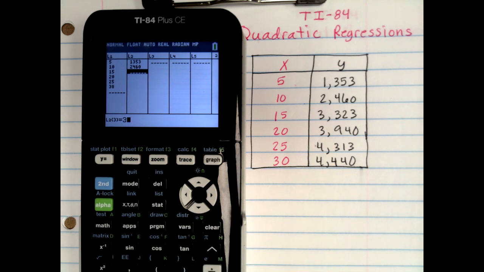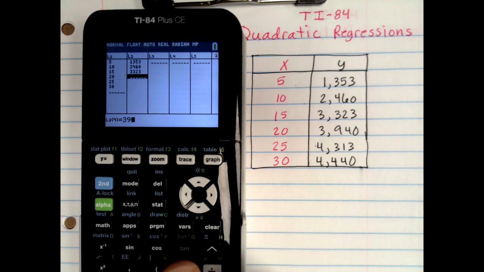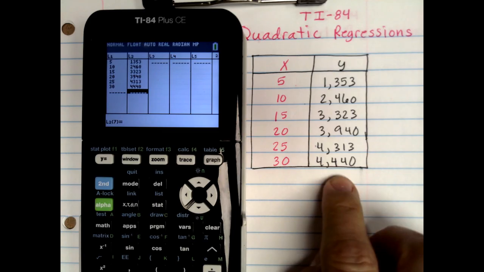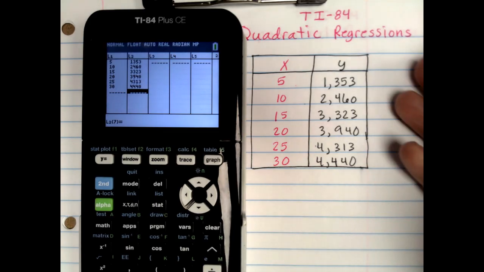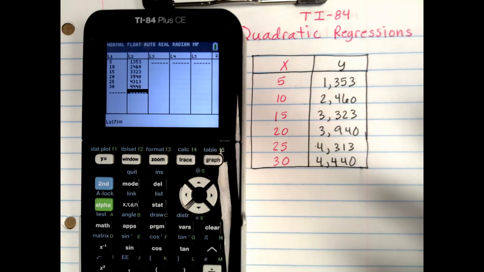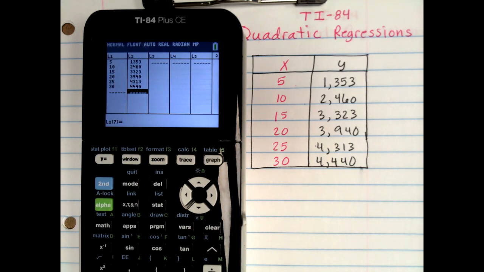So we'll do 3, 2, 3, and then we'll do 3940 and 4313, and last of all 4440. Right, so we notice I used every point that was given to me. Very important when you're doing a quadratic regression that you use all the values. Don't just use a few of them because it'll come out wrong. You need to use every single bit of data that they provide to you.